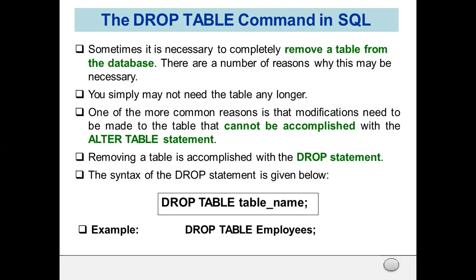Sometimes it is necessary to completely remove a table from the database. There are a number of reasons why this may be necessary. One of the more common reasons is that modifications need to be made to the table that cannot be accomplished with the help of the alter table statement. Removing a table is accomplished with the help of the drop statement. The syntax is simple: drop table, then the table name. If you want to drop the table employees, just write the words drop table and then the table name, employees.